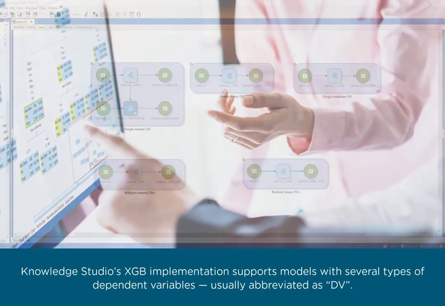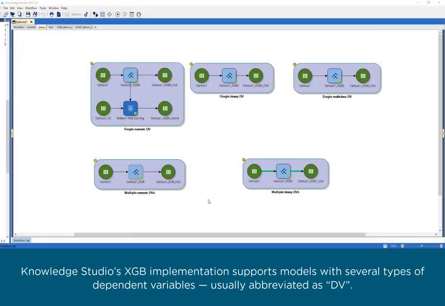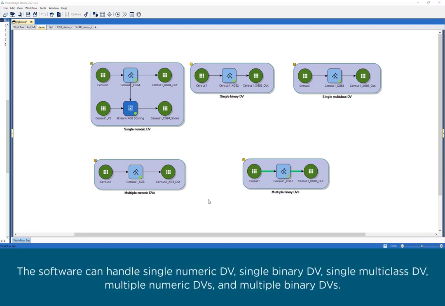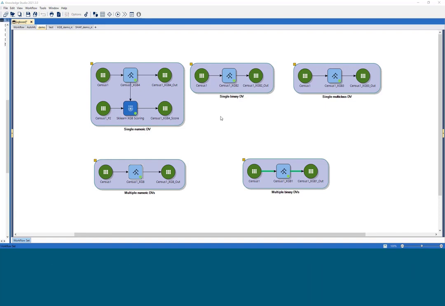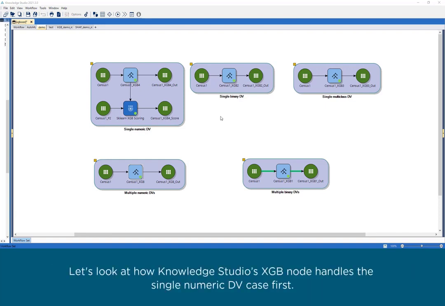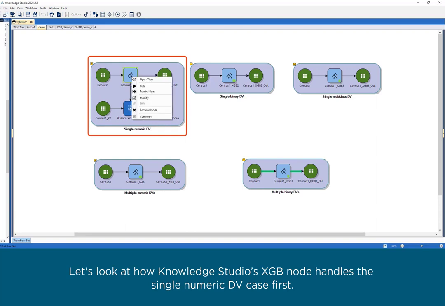Knowledge Studio's XGB implementation supports models with several types of dependent variables, usually abbreviated as DV. The software can handle single numeric DV, single binary DV, single multiclass DV, multiple numeric DVs, and multiple binary DVs. Let's look at how Knowledge Studio's XGB node handles the single numeric DV case first.